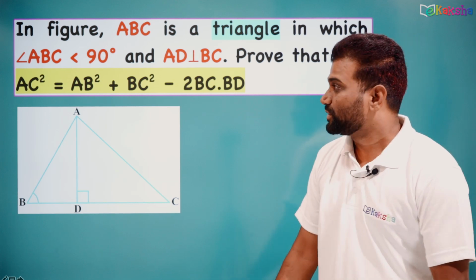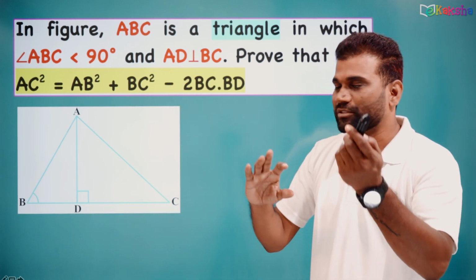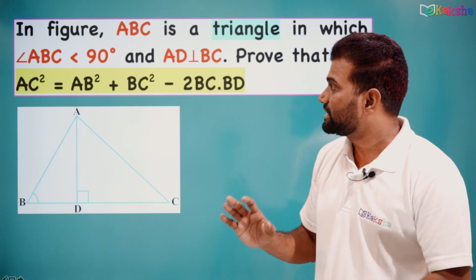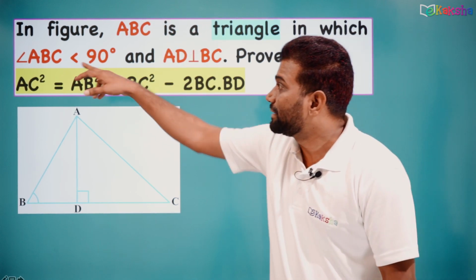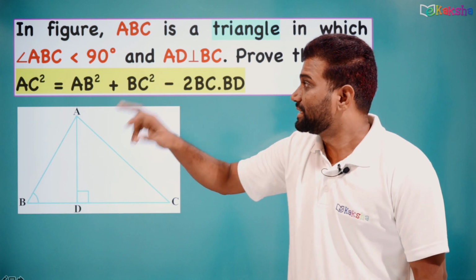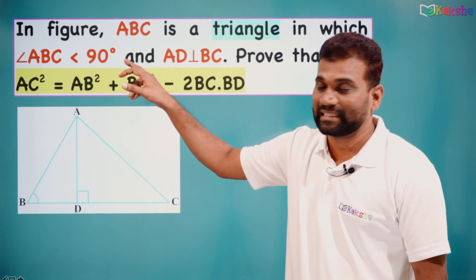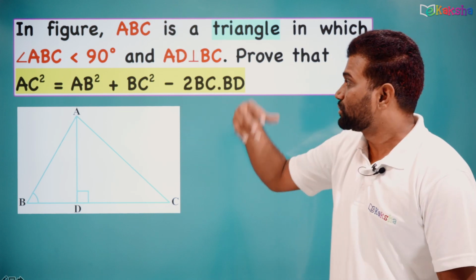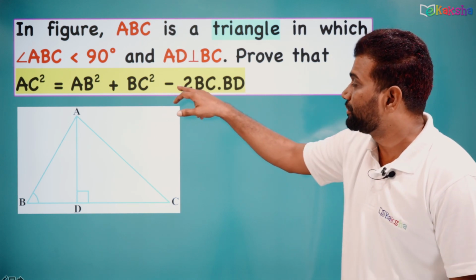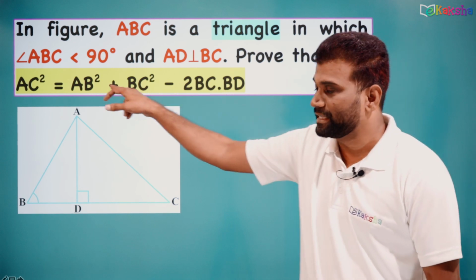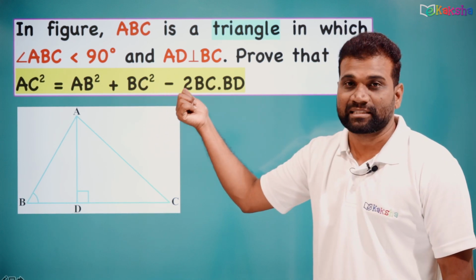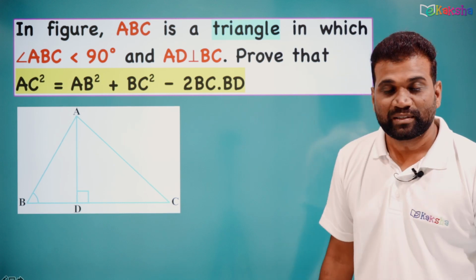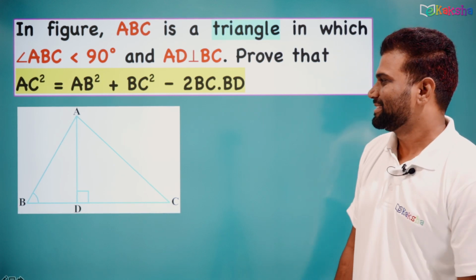If you look at this one and the previous one, they are almost the same. The only difference is that in the earlier question angle ABC is greater than 90 degrees, and here angle ABC is less than 90 degrees. Here it is an acute angle triangle, earlier one was an obtuse angle triangle. So in the earlier one, in the final proof we got all plus, but here it is minus, like the A minus B whole square expansion. So shall we start?